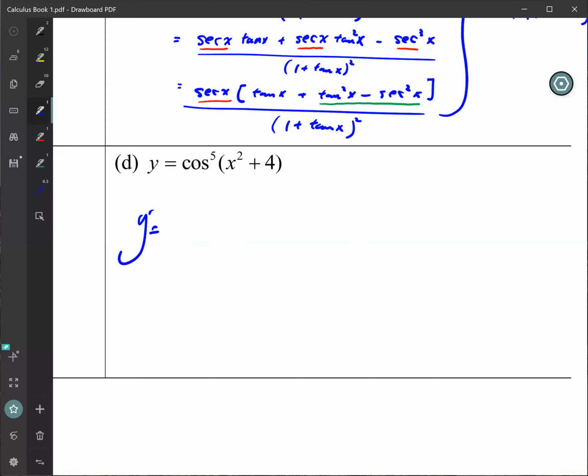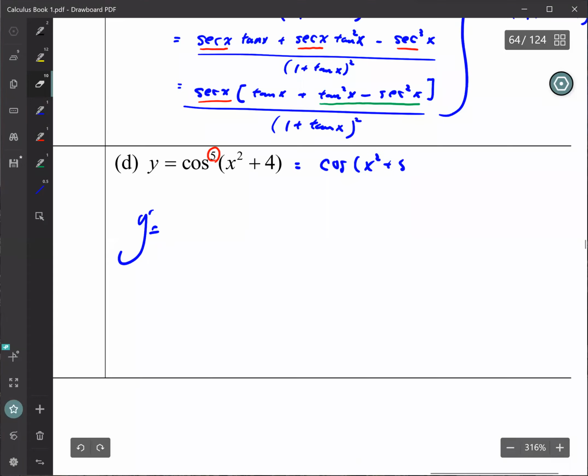This one again, we have a chain rule. Outside is 5. You could rewrite it as cosine, and then the whole thing to the 5, so that way you can see outside and inside. Please raise your hand if you're done.